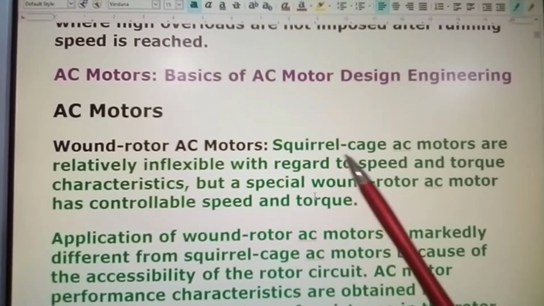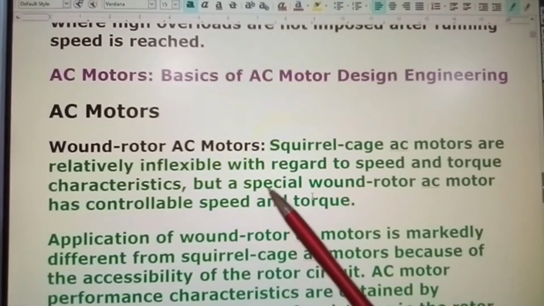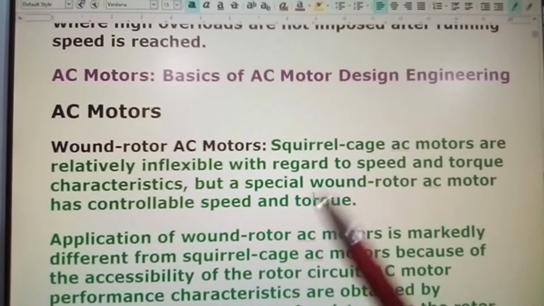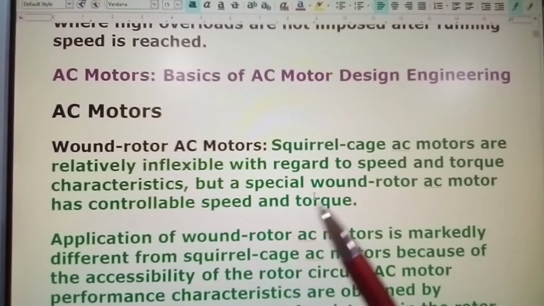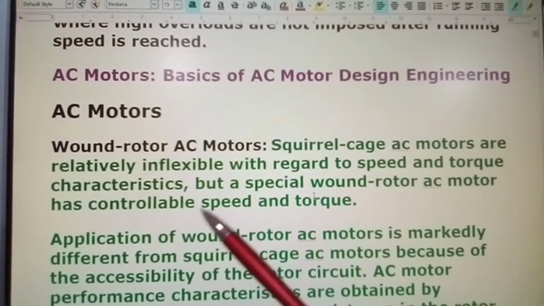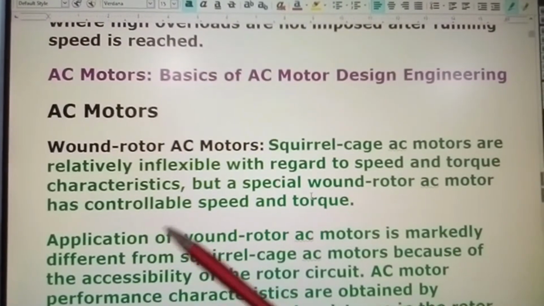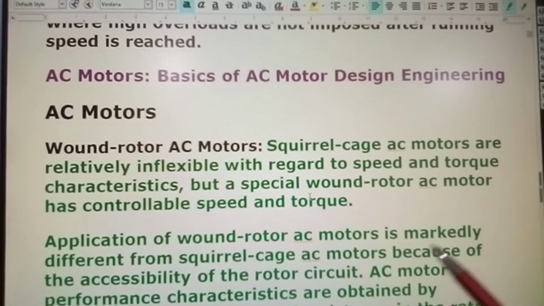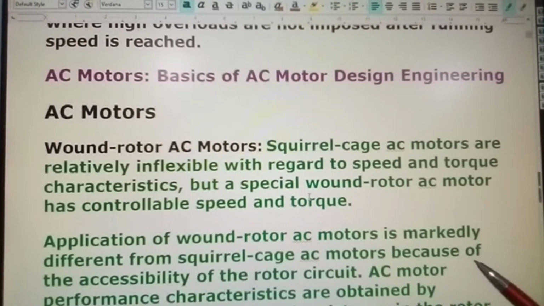Wound rotor AC motors and squirrel cage AC motors are relatively inflexible with regard to speed and torque. It means that once you switch on a squirrel cage motor, it will run at that set criteria. It has no flexibility in its characteristics. But a special wound rotor AC motor has controllable speed and torque. Application of wound rotor AC motors is markedly different from squirrel cage AC motors because of the accessibility of the rotor circuit.